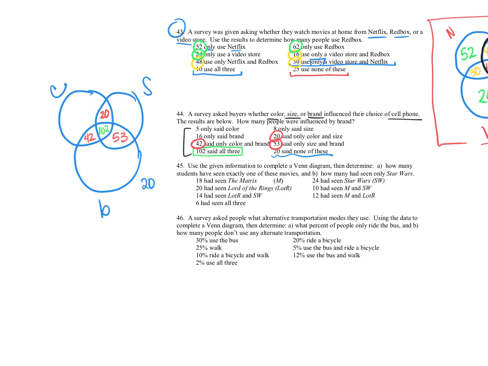And let's see, we have 16 that said only the brand. So 16 living out here. 8 said only the size, and 5 said only the color. So when we're looking at how many people are influenced by brand, wow, there's a lot of people in here, we're going to add up those numbers. So we have 42, 102, 53, and 16. Punch that all into a calculator, and we're going to get 213, I believe, that are influenced by the brand.